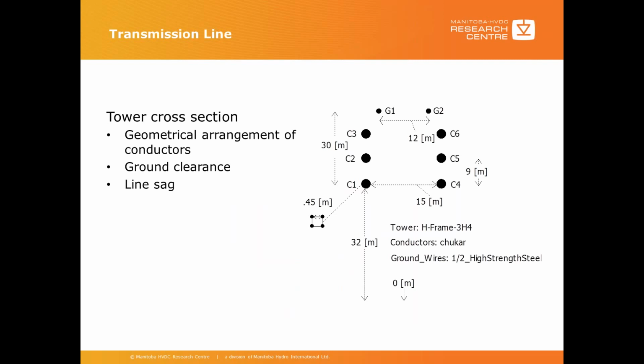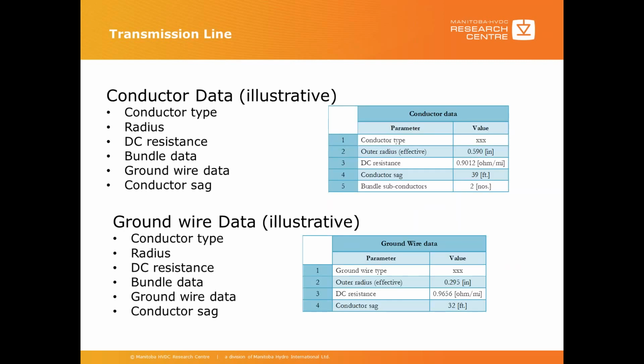For the transmission line cross-section, we need to make sure we model the actual tower, the location of conductors, the way they are arranged, ground clearance, line sag. Remember, if you are modeling the tower for the line you're studying for switching study, you have to make sure you're using the tower geometry correctly. As shown here, the conductor data and ground wire data also need to be entered correctly. Values like conductor type, radius, DC resistance, the bundle data, sag.